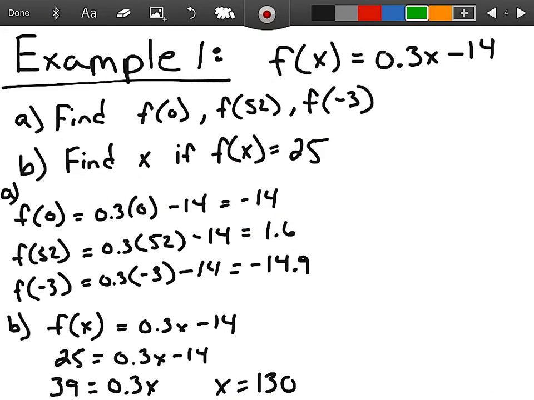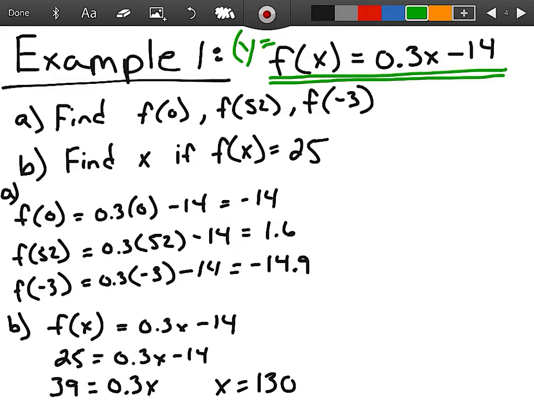Okay, so my first example would be, let's look at this function. f of x is equal to 0.3x minus 14. Now remember, if you're still confused, if y equals some function of x, you could think that y is equal to f of x. So it's meaning the same thing. I'm still saying y equals 0.3x minus 14. We're just changing the terminology. We're changing the name of how we say it. So f of x is equal to 0.3x minus 14.